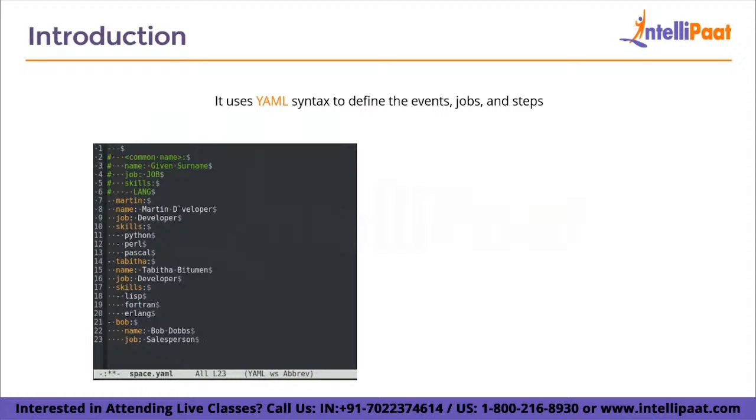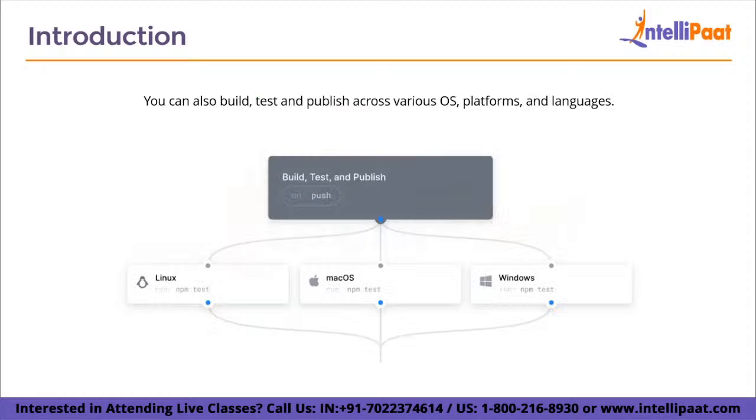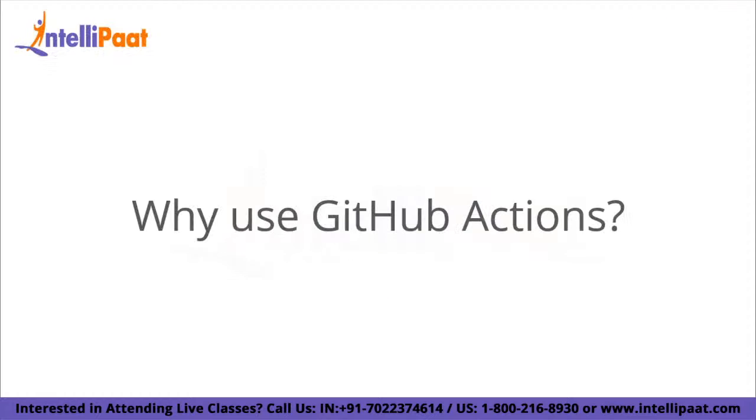And this YAML script has to reside in your GitHub repository in a directory called .github/workflows, and then you put your YAML file there. Finally, you can also build, test, and publish across various operating systems, platforms, and languages. Let's say you want to build, test, and publish on an event called push. You can do that in a Linux environment, on Mac operating system, and also on Windows operating system.